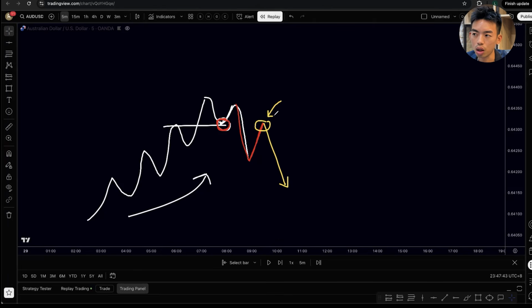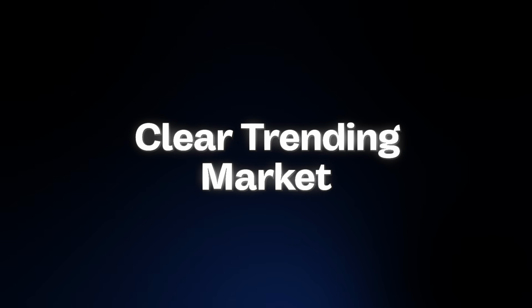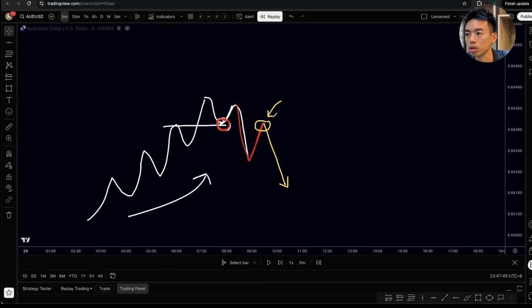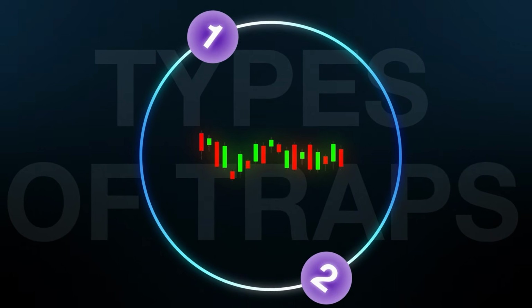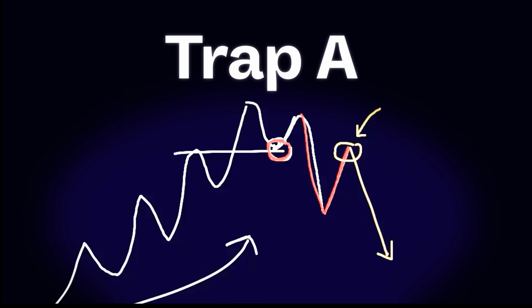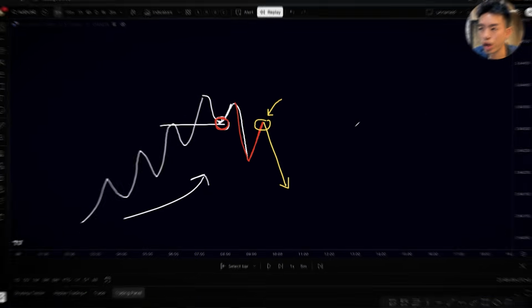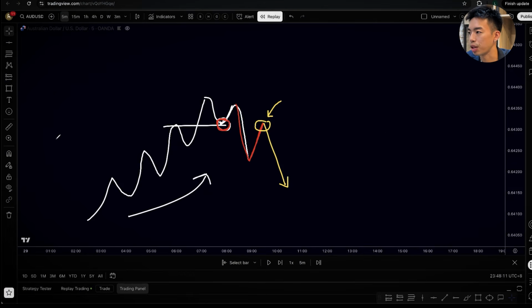This logic would only apply if we are in a clear trending market. If we're not in a clear trending market, this logic is not going to apply. That's the main rule to remember. There are generally two types of traps you will see in the market. This is what we call trap A. Now trap B looks something like this.